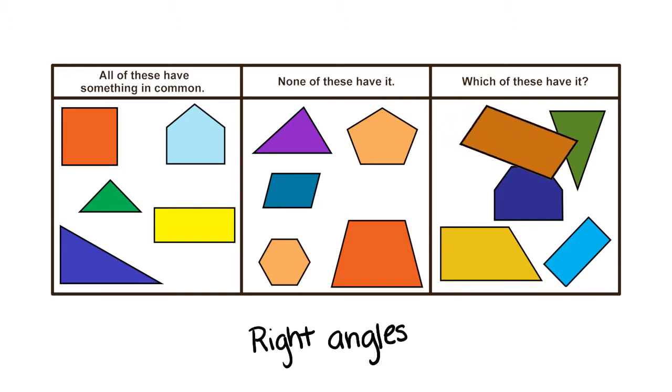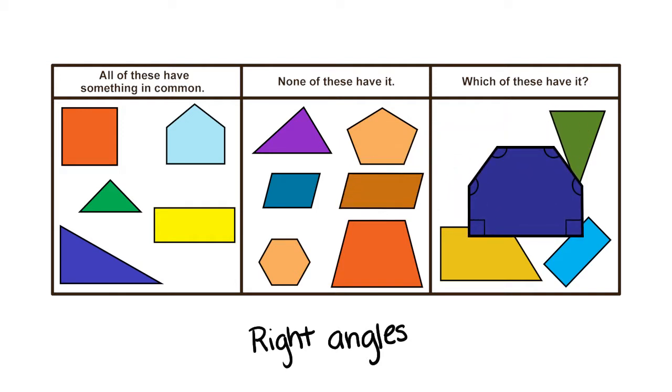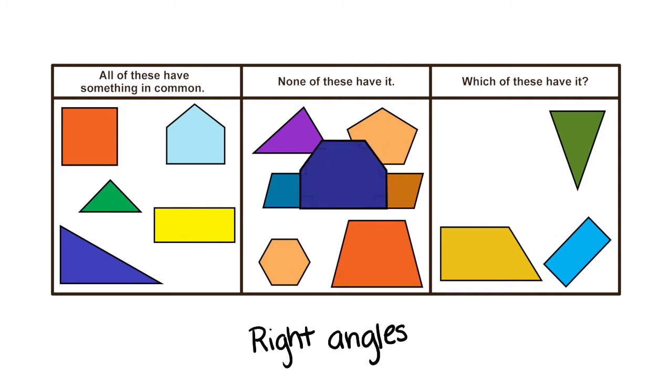The first shape is a parallelogram. Although a square and a rectangle are also parallelograms, meaning that the shape has 2 sets of parallel sides, this shape does not have any right angles. Let's look at the irregular hexagon. This shape does have 2 right angles, so let's include that shape in our set.